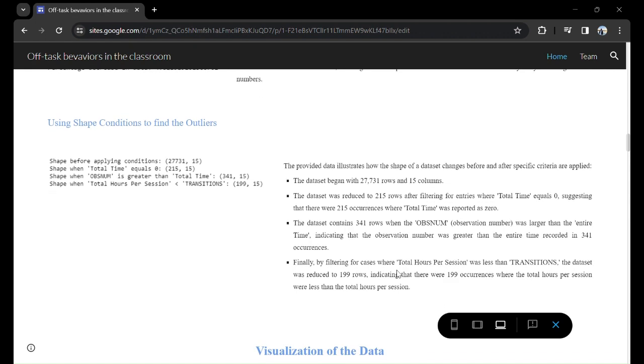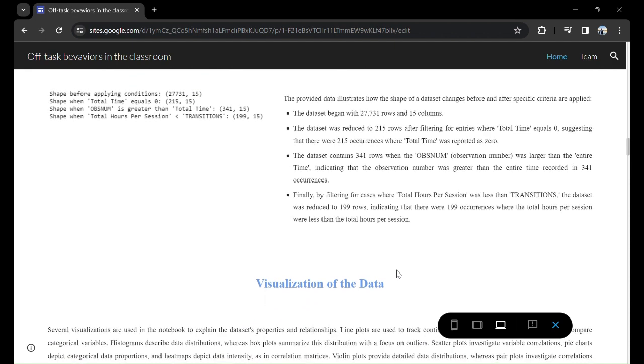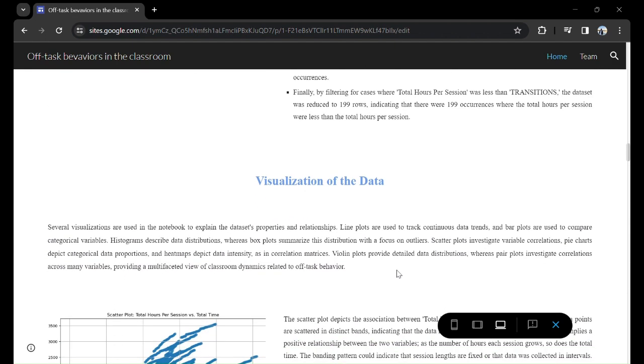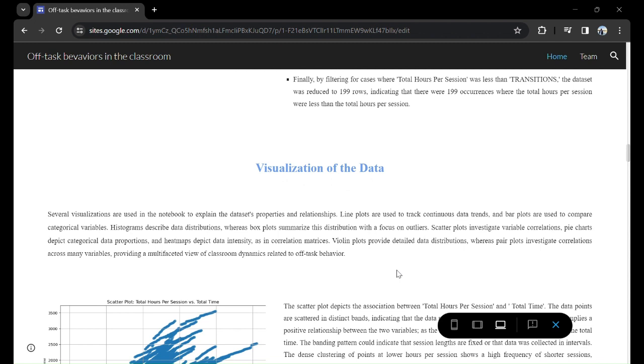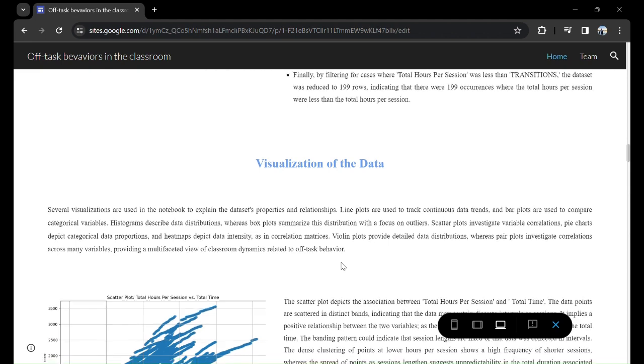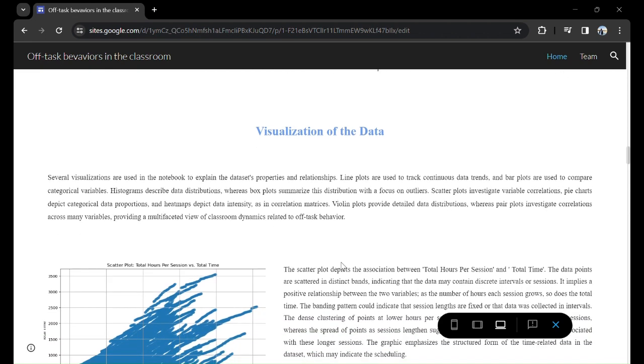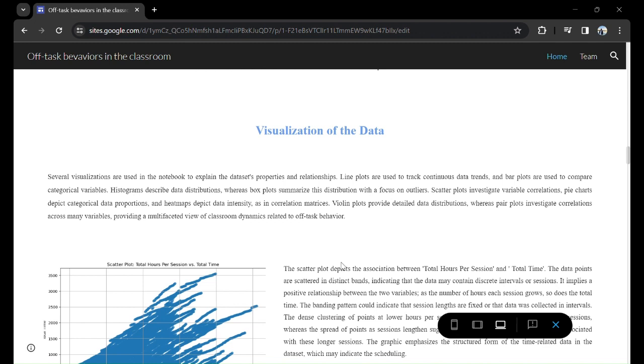And coming to visualization of data, we have used various visualization methods for this dataset. We have used histograms, bar plots, bar charts, box plots, line plots, heat maps, pie charts, and violin plots. We have also used pair plots to provide a multi-faceted view of classroom-related off-task behavior.